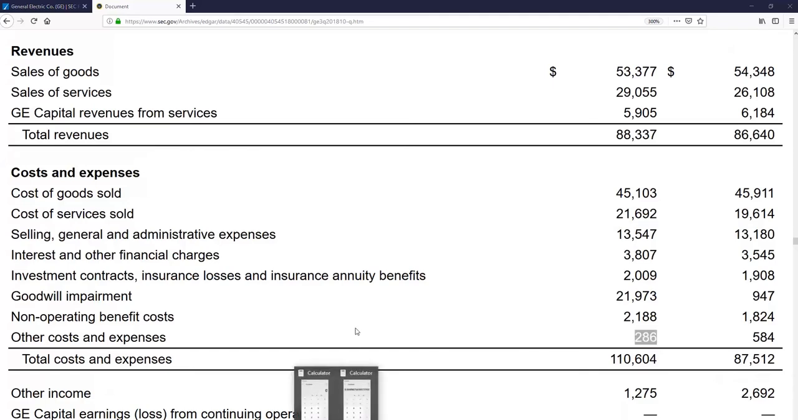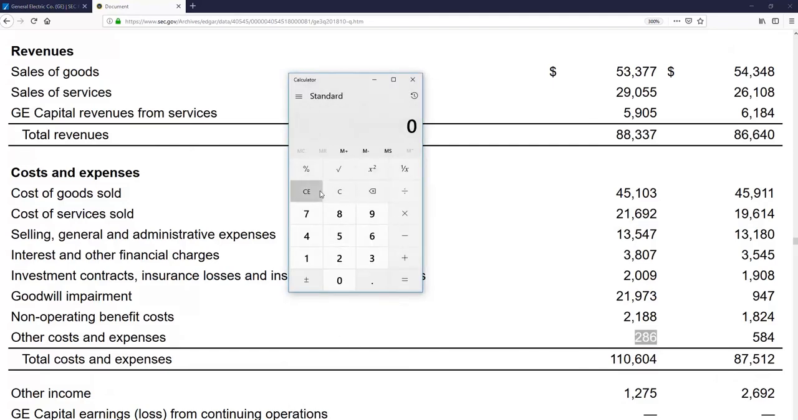Okay, so this will be fairly simple. All we're going to do is take 88,337, right, and we're going to subtract it by 110,604. Okay, but we're going to add back in our 21,973.